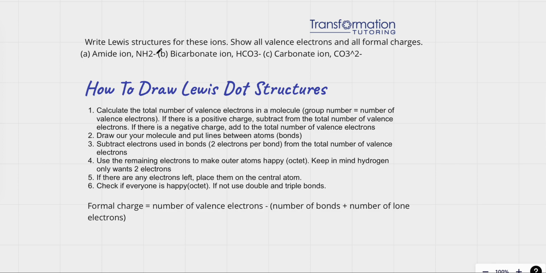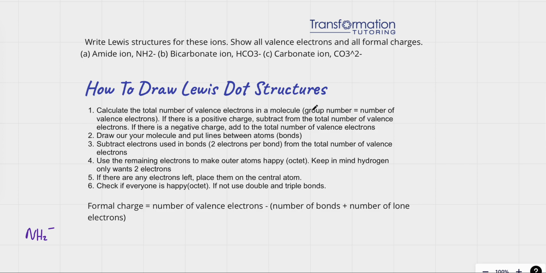So this one has a negative charge, and this one a negative 2 charge. Let's go ahead and get started. The first one is an amide ion, which is NH2 minus. What we have to do first is calculate the total number of valence electrons in a molecule. To do that, we have to realize that the number of valence electrons for an atom will be equal to the group number on the periodic table.